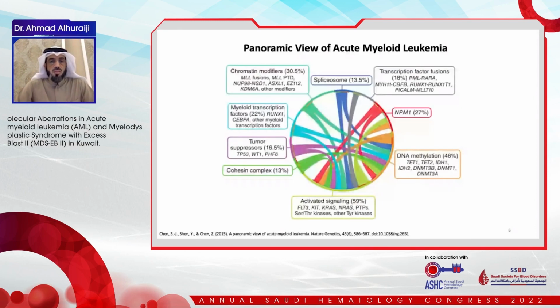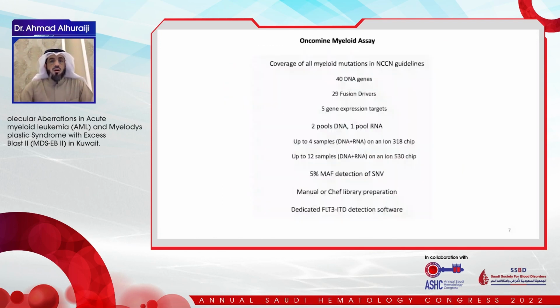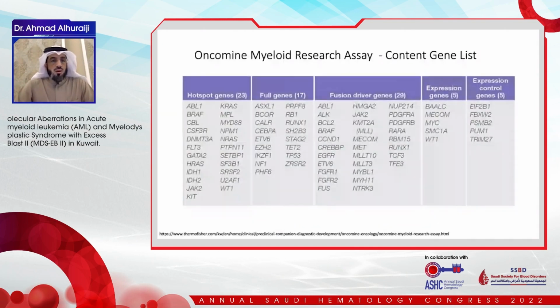This is a panoramic view of AML, and we can see that AML is, again, a heterogeneous disease that carries a lot of mutations. On average, AML patients might have around 10 mutations at a time. And this is the myeloid assay that covers a lot of hotspots in the genetic abnormalities that we're targeting. These are the hotspots that are tested: ABL1, BRAF, CBL, CSF3R, DNMT3A, etc.